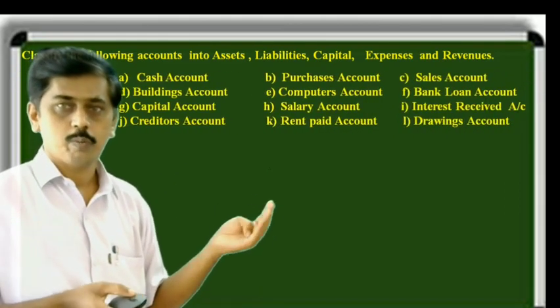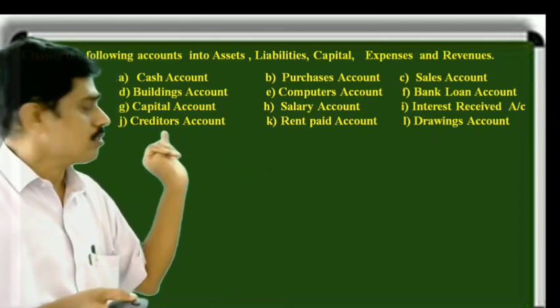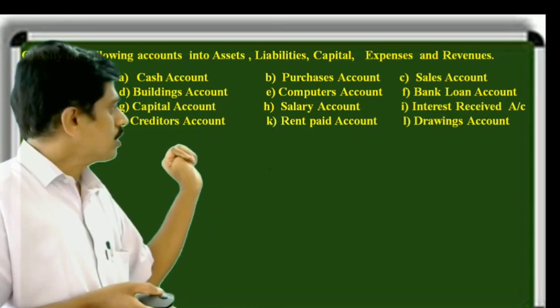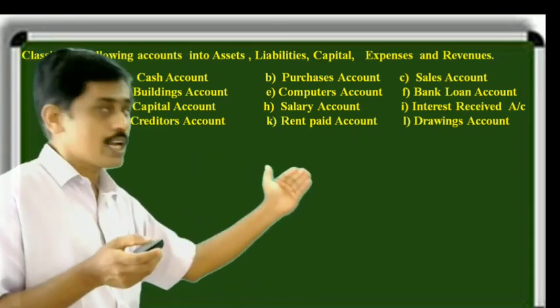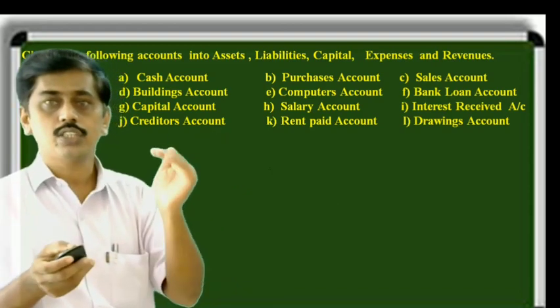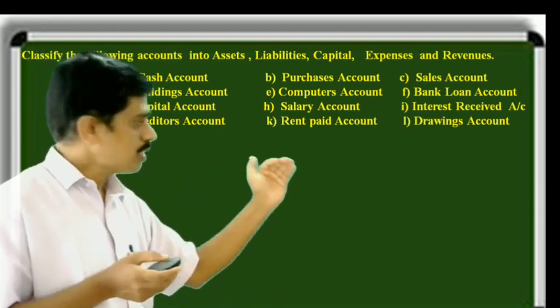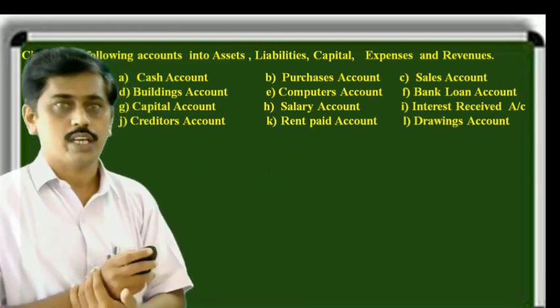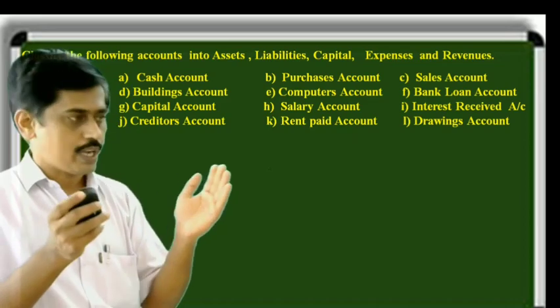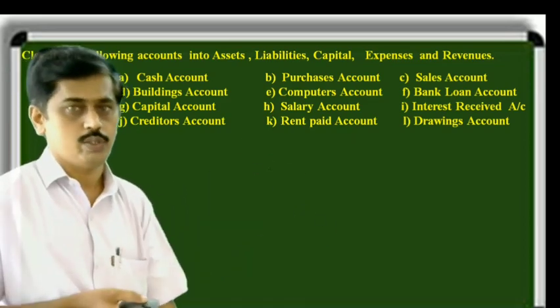Cash account, purchases account, sales account, buildings account, computers account, bank loan account, capital account, salary account, interest received account, creditors account, rent paid account, drawings account. How many accounts? 12 accounts are there. You have to classify them as assets, liabilities, capital, expenses and revenues.